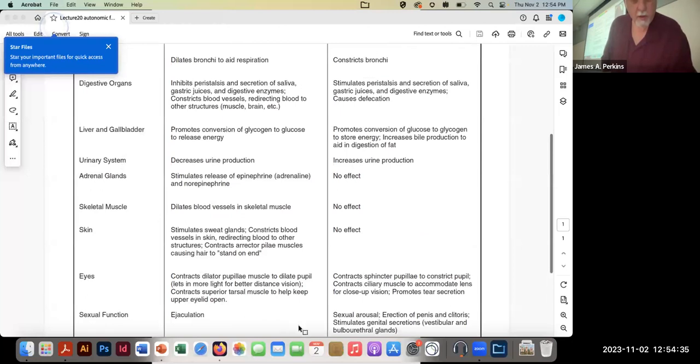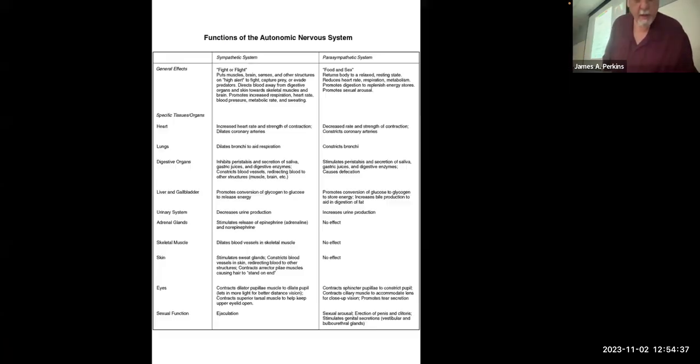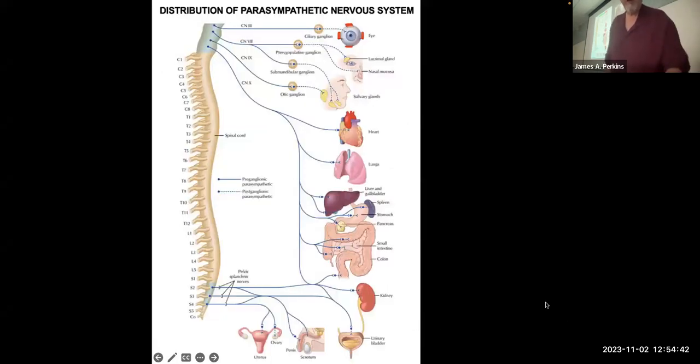All right, let me go back to the PowerPoint now. All right, so I want to walk you through the distribution of these two different systems, like where these different components are located anatomically, and how these autonomic signals get from the central nervous system out to these various target organs. So we're going to start with the parasympathetic system because, believe it or not, this is the easier one. The sympathetic is more complicated.